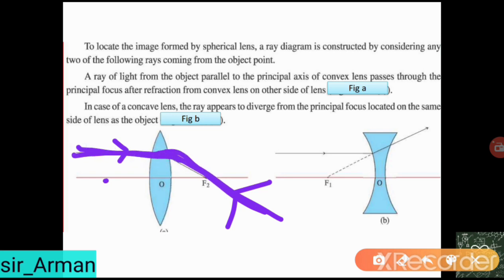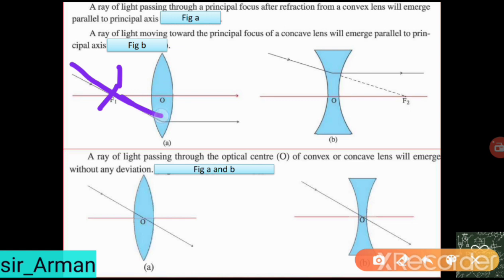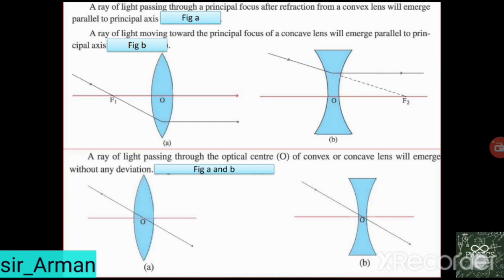Similarly here, we are thinking of the opposite case. If we direct the ray towards the focus, then after refraction it will go parallel. So here we have rule number 2. If we pass the ray through the focus, then after refraction the ray will go parallel. Similarly, if we direct the ray towards the focus in case of a concave lens, because it is a diverging lens, so if we direct a ray towards the principal focus of a concave lens, then after refraction the ray will emerge parallel, right?